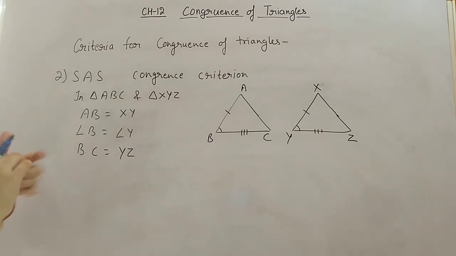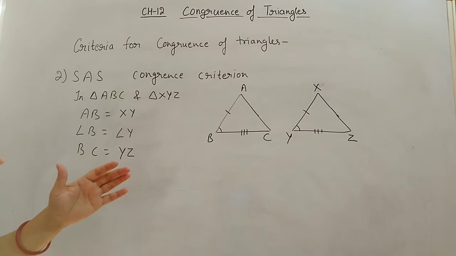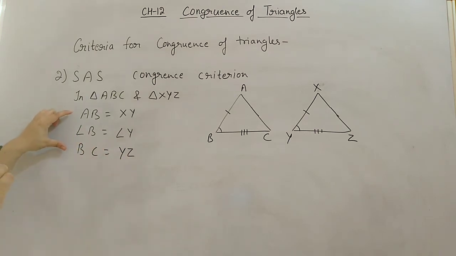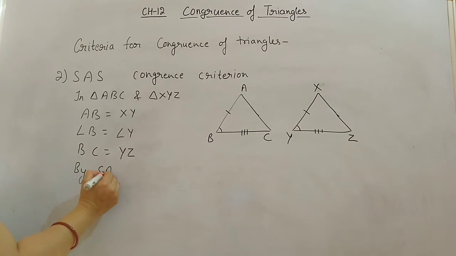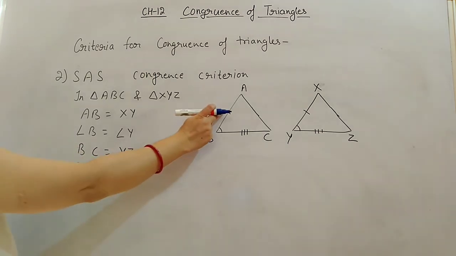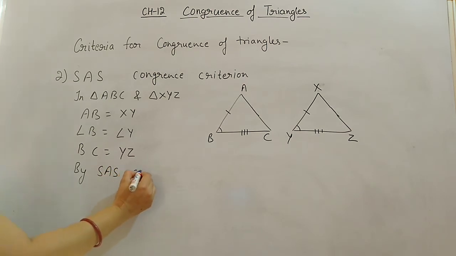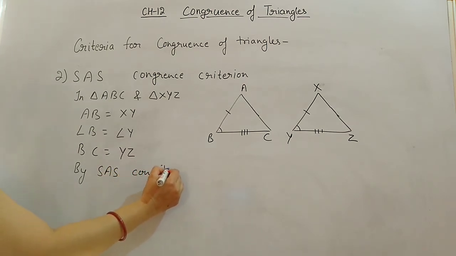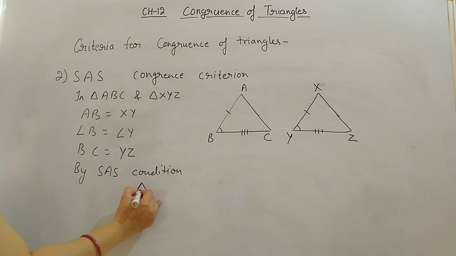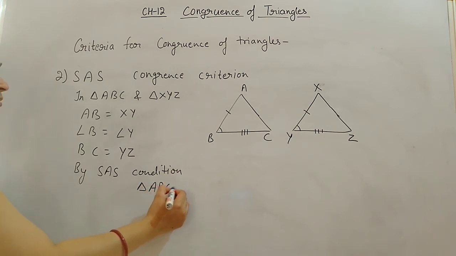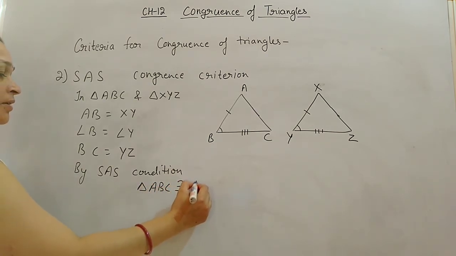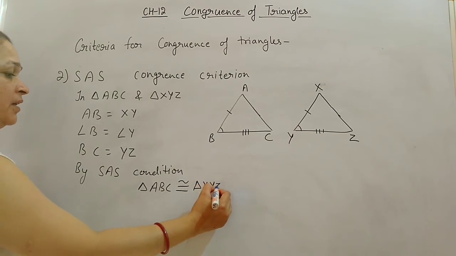It means these two triangles are congruent to each other. We have to show three conditions. Any three things we have to prove equal. So by SAS, how are we comparing? One side, angle and side. So by SAS condition, triangle ABC is congruent to triangle XYZ.